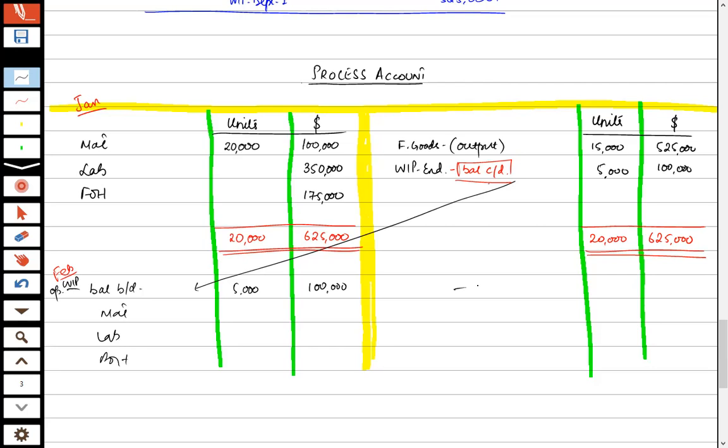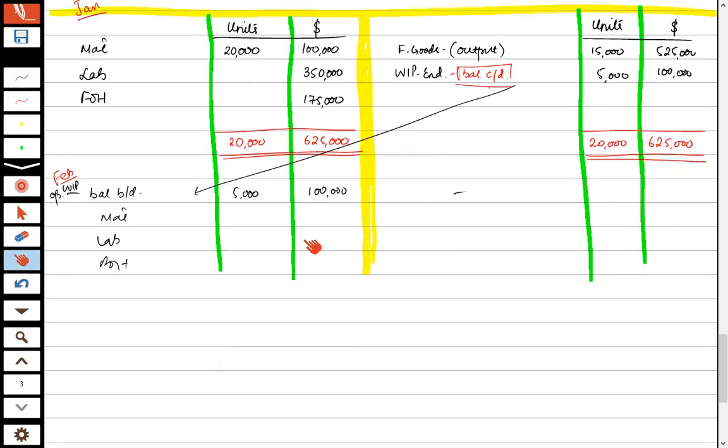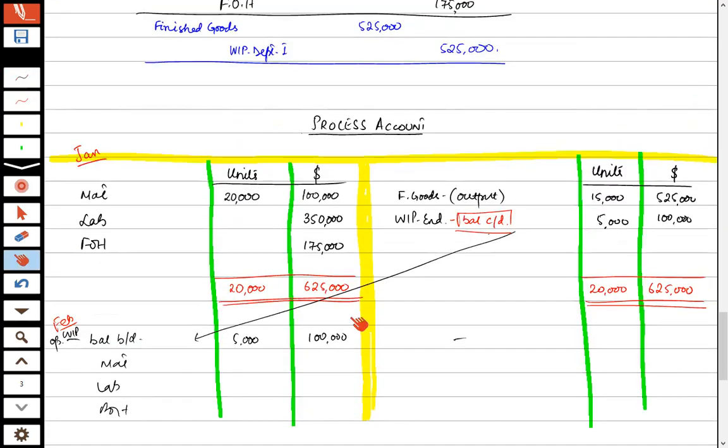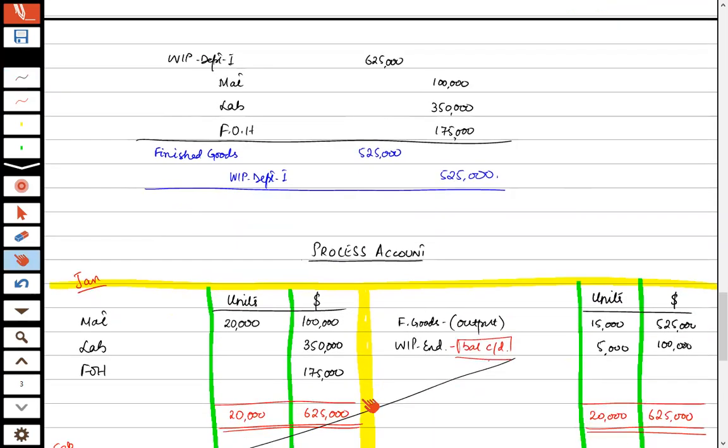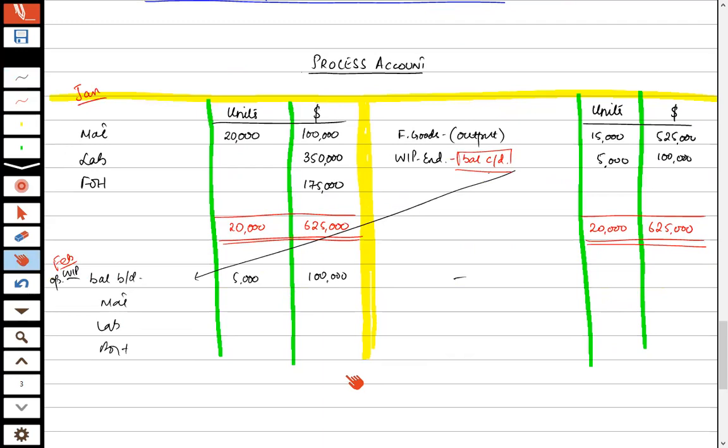Clear? Any issues? Any question? You're debiting for January, why didn't you write materials, labor, and FOH under one big heading? We can write it, but it is better to present the cost separately. That's why we write it. No issues. Okay. Done?